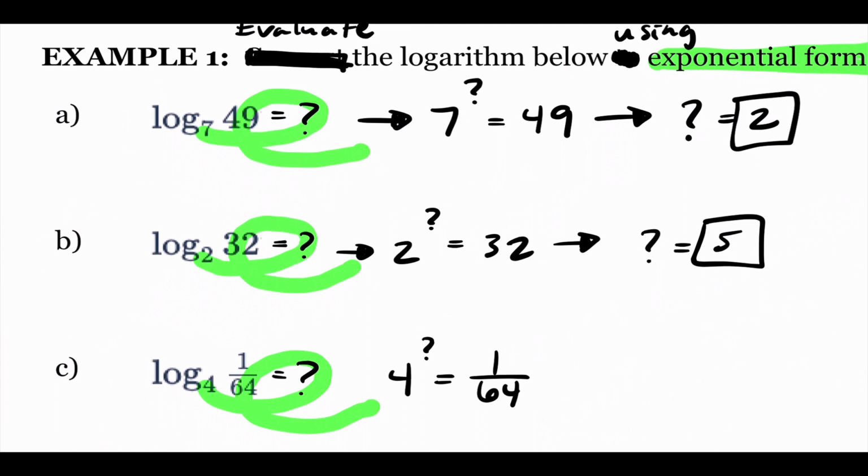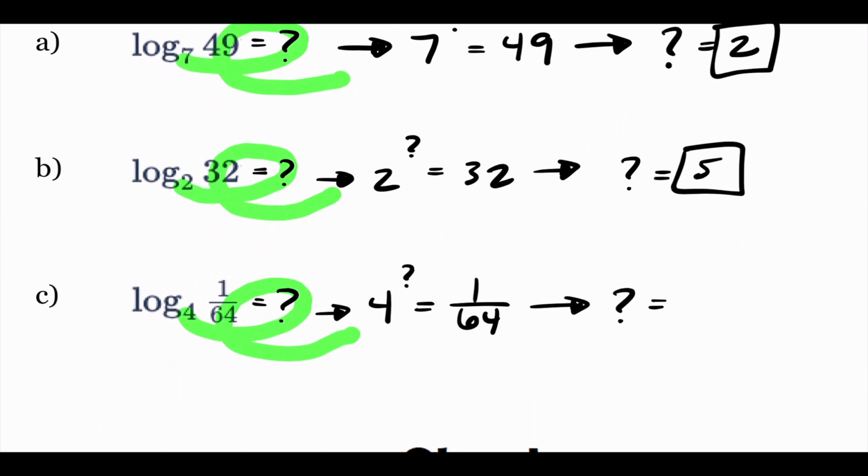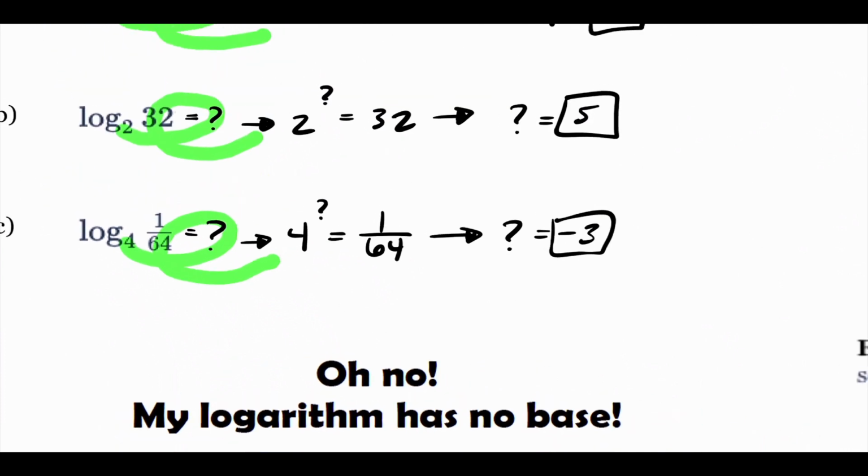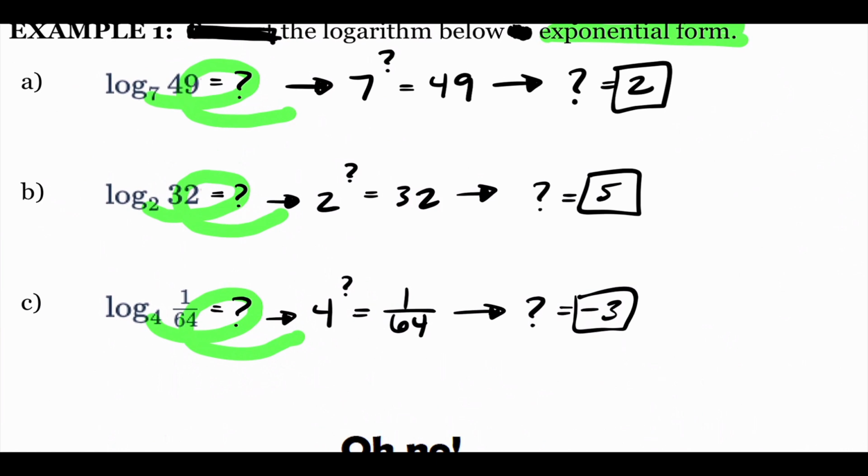Okay. And then the last one. The last one is a little, not tricky, but it's different. Because what power does 4 need to become a fraction? So first of all, to become a fraction, what kind of power do we need? Negative. So it's going to be a negative power. That means it flips, right? That means 4 goes down to the bottom. Now, what power is 4 going to need to be 64? 3. So it'd be negative 3 power.